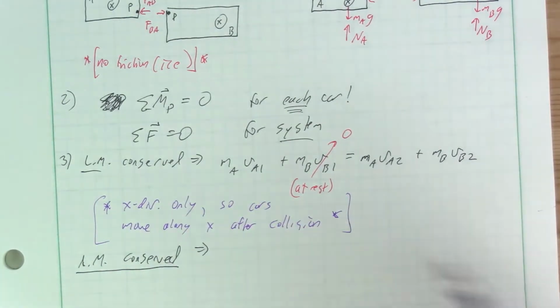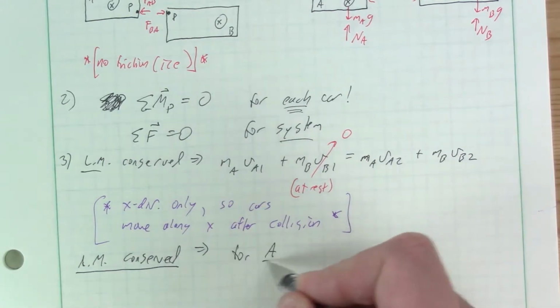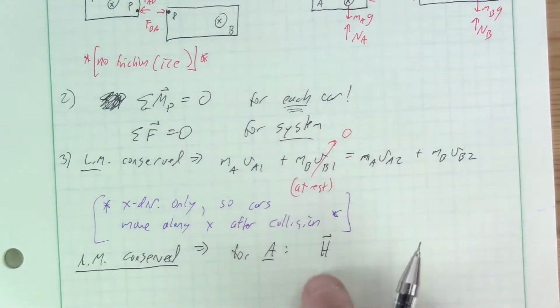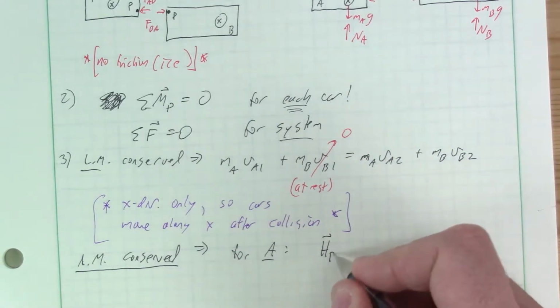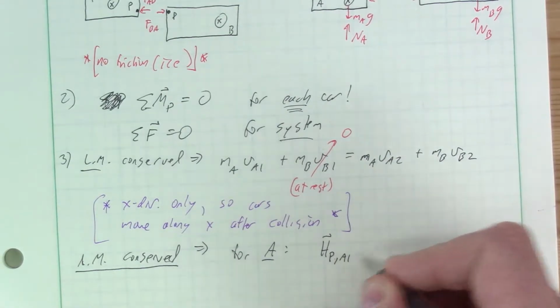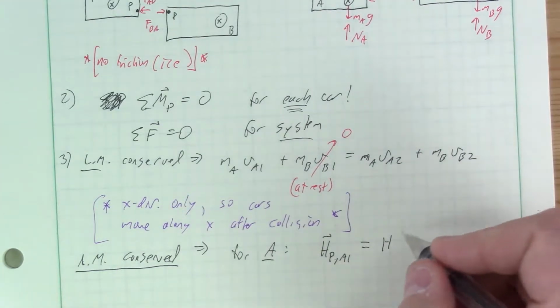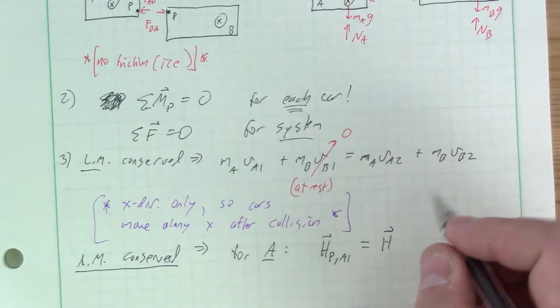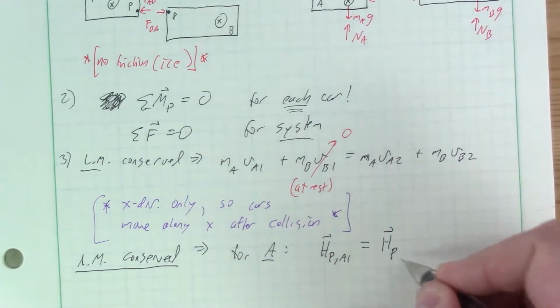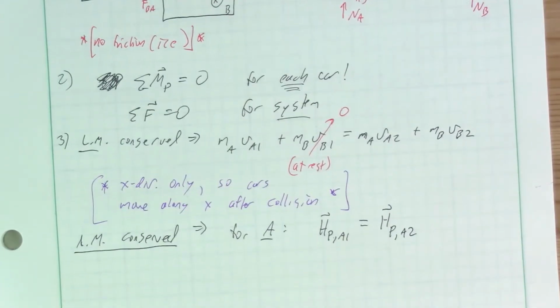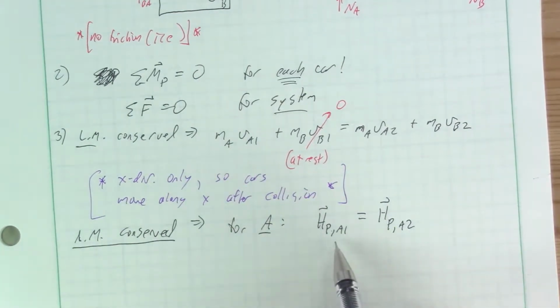Okay, angular momentum is also conserved about point P for each car individually. Let's take A first. For A, that means the angular momentum about point P for A at state 1, before the collision, equals the angular momentum about P for A at state 2, after the collision. We'll write this one out.